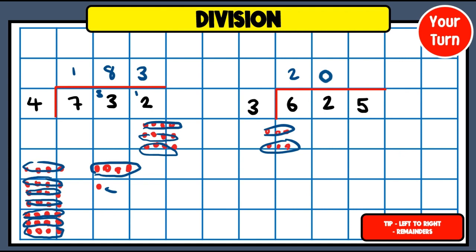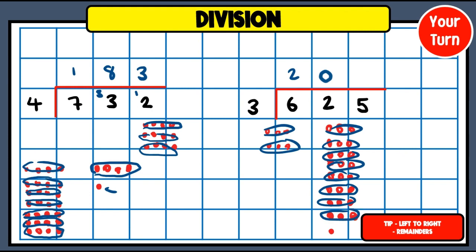Let's start. 1, 2, 3, 4, 5, 6, 7, 8, 9, 10, 11, 12, 13, 14, 15, 16, 17, 18, 19, 20, 21, 22, 23, 24, 25. Okay. 1, 2, 3, 4, 5, 6, 7, 8. So 8 with 1 remaining. So 8 remainder 1. Well done.